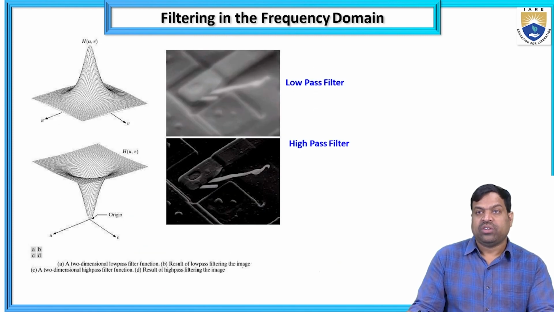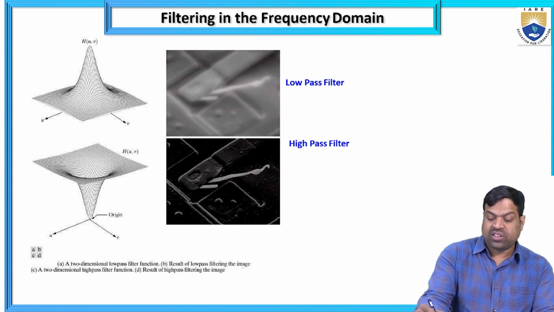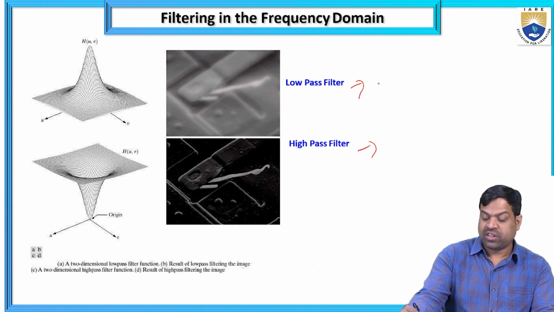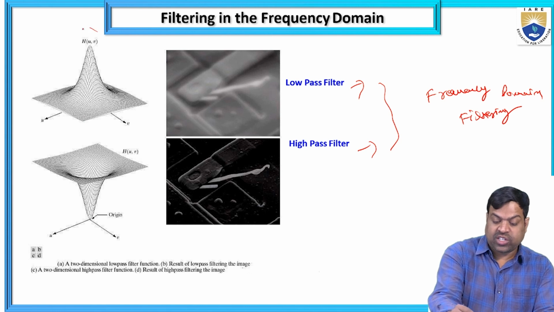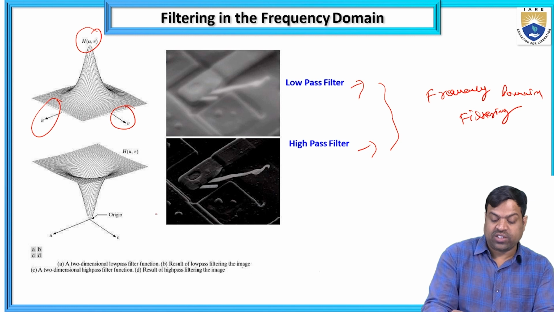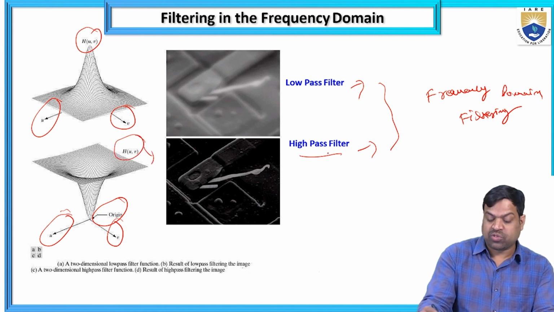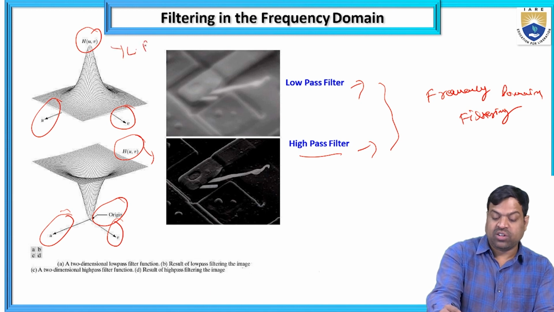Here is another example: a low pass filter and a high pass filter. These are all under frequency domain filtering. Here H of u comma v is a transformation function, with one coordinate u and another coordinate v, and it has an origin. What is the transformation technique here? I am using the high pass filter and the low pass filter.